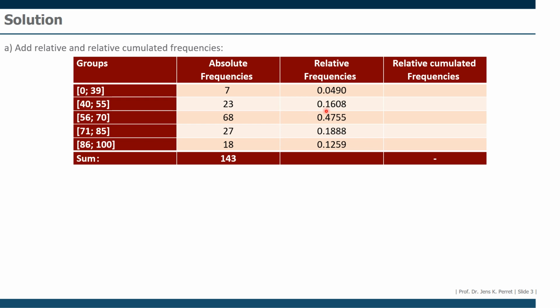To know whether we did this part correctly, we can simply add up all of these numbers, and we have to get to roughly 1, because all of them together should be 100%. Or in other words, 100% of all observations should be covered with the 5 existing classes. To then get the relative cumulated frequencies, we're simply going to add up all these relative frequencies up to the respective point we're at.